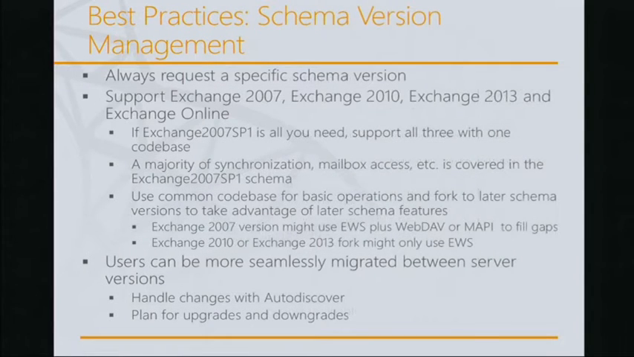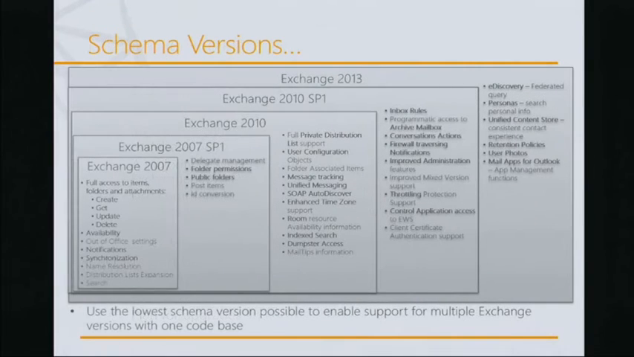Depending on what you want to do, for example, we're adding more features every year or with every release. We're into e-discovery, persona, unified contact store, retention policies, user photos, and app management in 2013. If you don't need that, you can feel free to, say, use the Exchange 2007 SP1 schema.